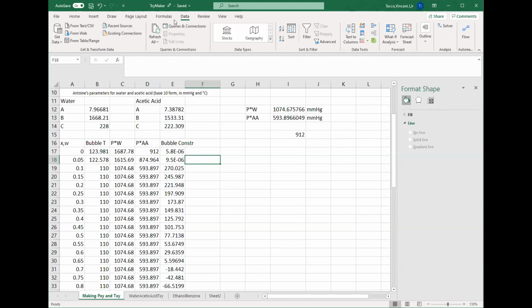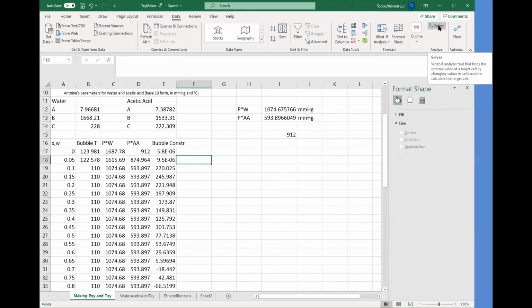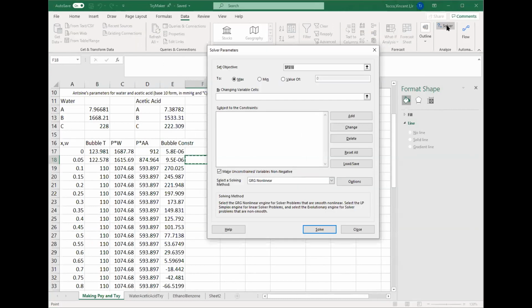Just every time I have to do it, I have to look it up, so I'm not sure exactly where it is. This is also in the Data tab. Over in Analyze, again, you might not see it if you haven't added it in. It's something you do have to add in. I click the Solver button.